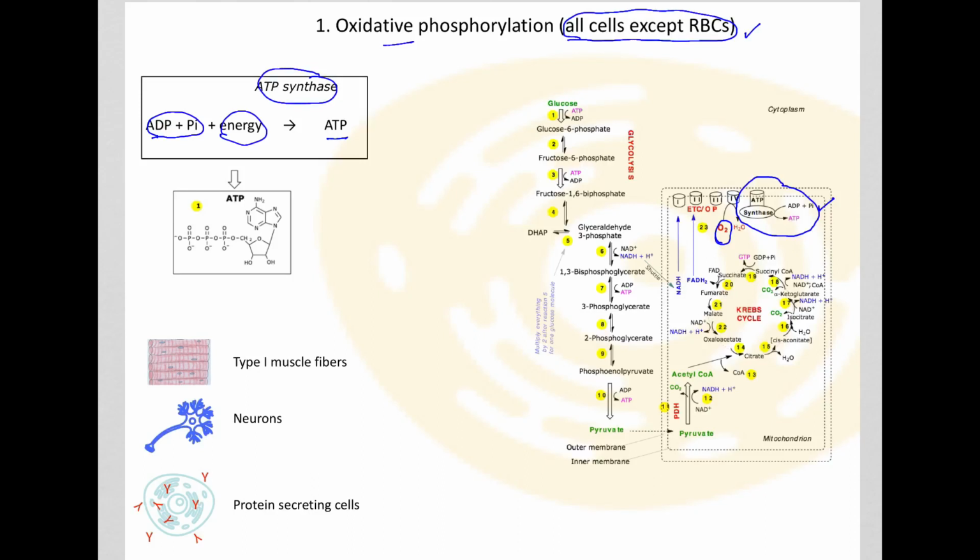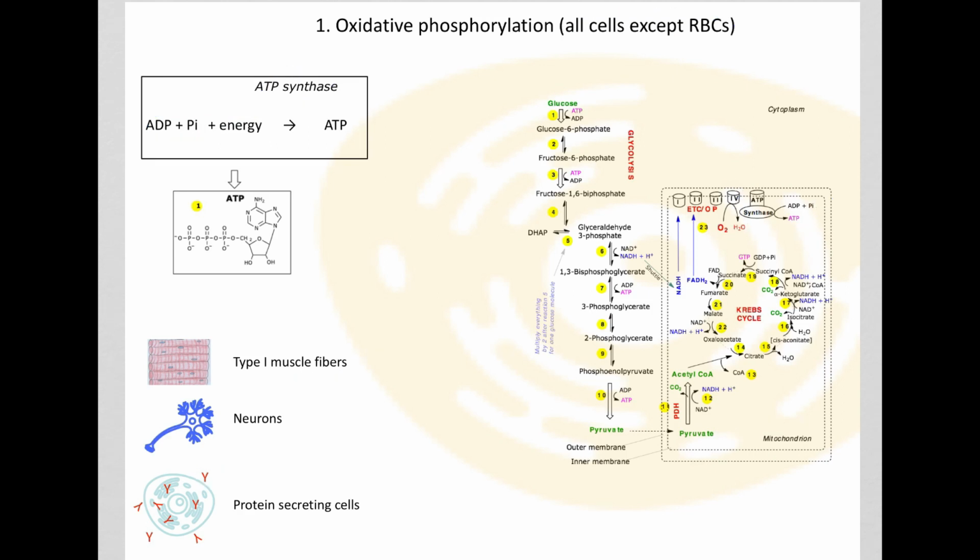There are some cells in the body that require a lot of energy, a lot of ATP. And these cells, usually you can see under a microscope, they have a lot of mitochondria. So when you see a lot of mitochondria in a cell, it means that the cell needs a lot of energy. Examples are type 1 muscle fibers, neurons, as well as cells that are actively synthesizing proteins and then secreting the proteins, such as your plasma cell or your B lymphocyte that synthesizes antibodies.